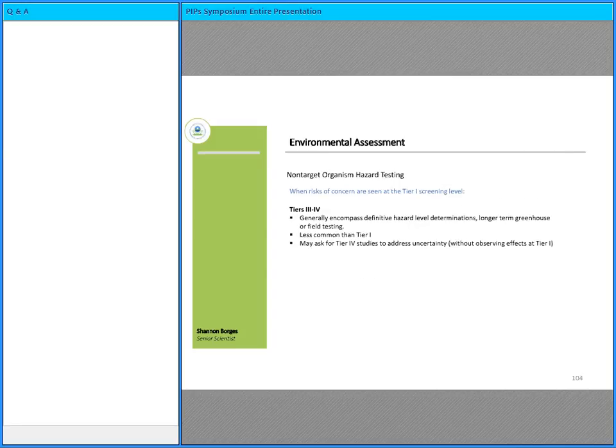So tiers 3 and 4, they typically encompass definitive hazard level determinations. So where we're looking at in tier 1 and tier 2, we might be defining an LD50 or LC50 that is greater than a certain amount. In these, we're typically trying to determine a definitive one. So an LD50 equals a certain specific number rather than being higher than a number. And these are, like I said, less common than tier 1.